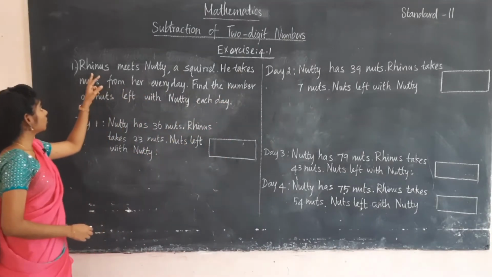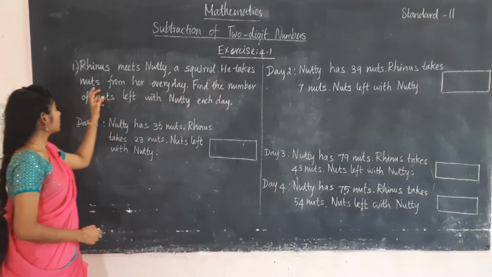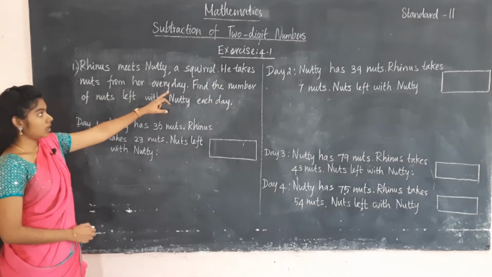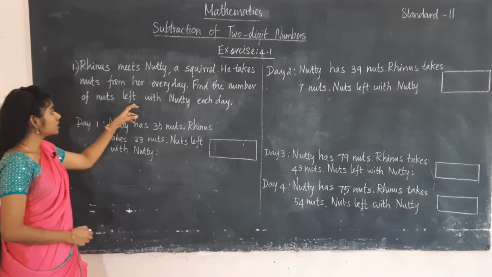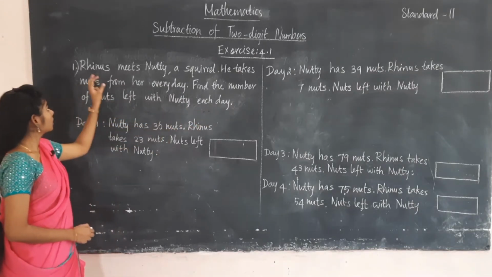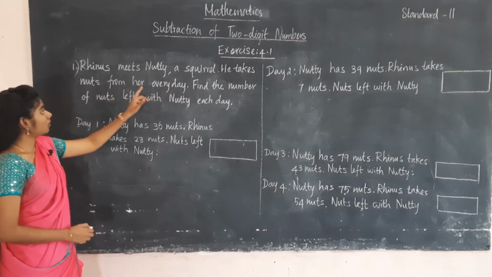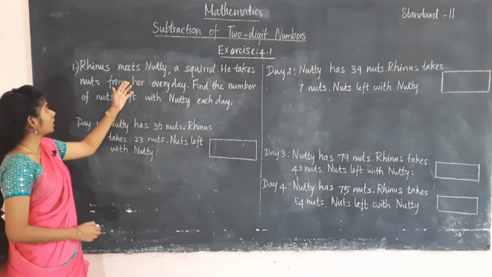See the first one. Rhinus meets Nutty, a squirrel. He takes nuts from her every day. Find the number of nuts left with Nutty every day. So what is given here? Here Rhino meets Nutty. How many nuts does he take from her every day? Daily he is taking some nuts.